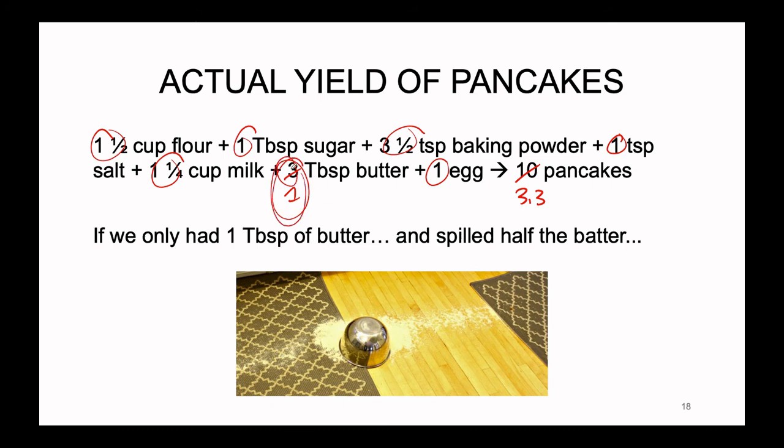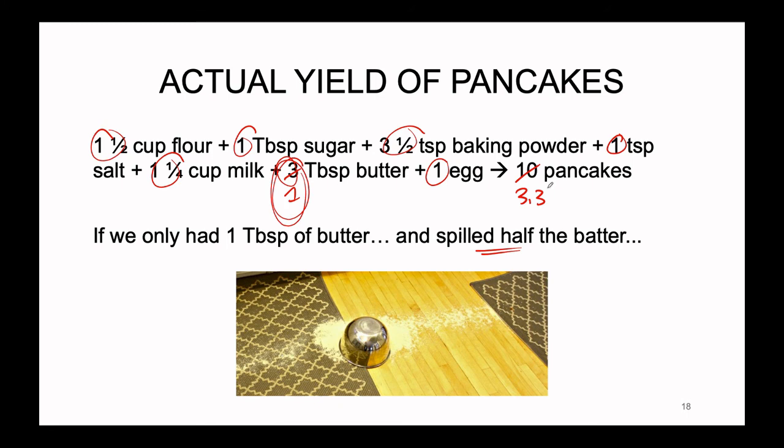And you mix in the batter, and you spill half the batter. So sometimes things happen in labs, sometimes things happen in the real world, sometimes things don't go according to plan. If you run into the event where you spill half your batter or you spill half of your reaction on the benchtop in lab, you're not going to be able to get even up to this theoretical yield. You're going to be missing stuff.